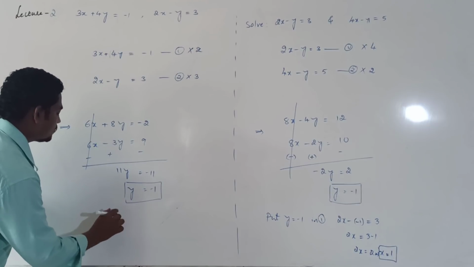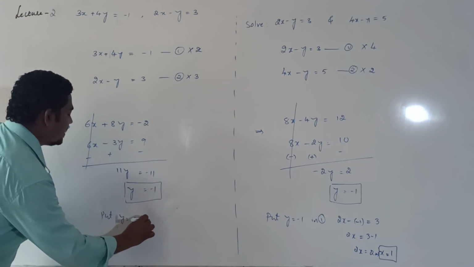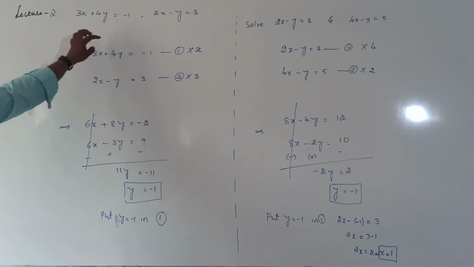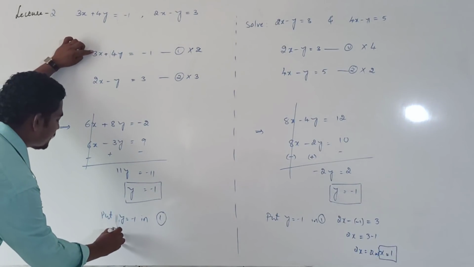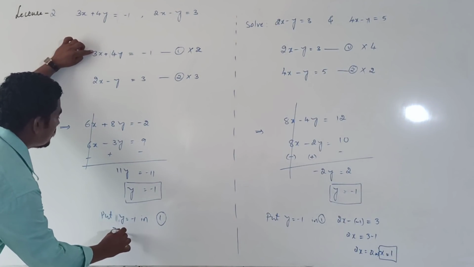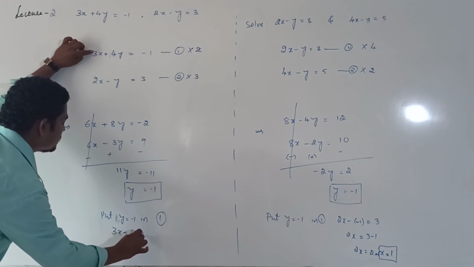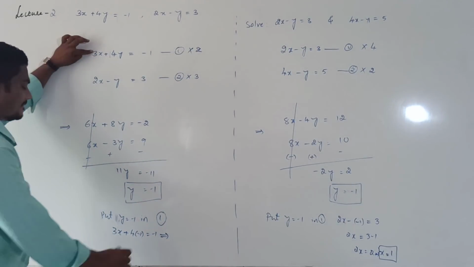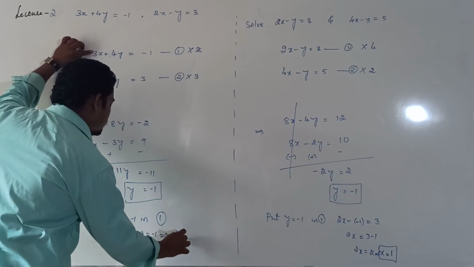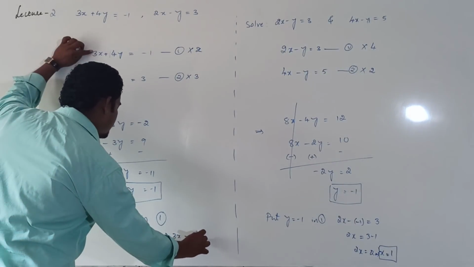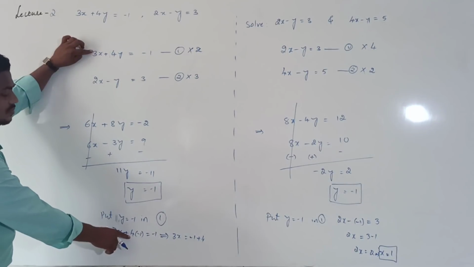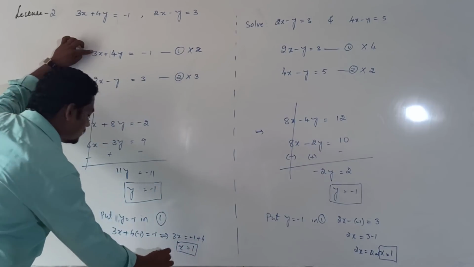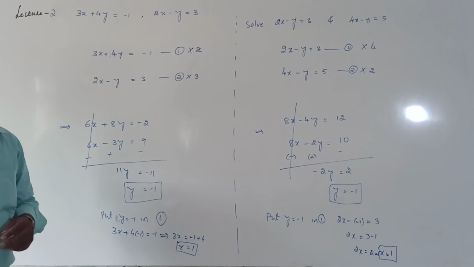Put y equal to minus 1 in equation 1. Then it becomes 3x plus 4 into minus 1 is equal to minus 1. After that, 3x equal to minus 1 plus 4. We get minus 4, send it to the RHS, plus 4. Then x equal to 1. X equal to 1, y equal to minus 1.